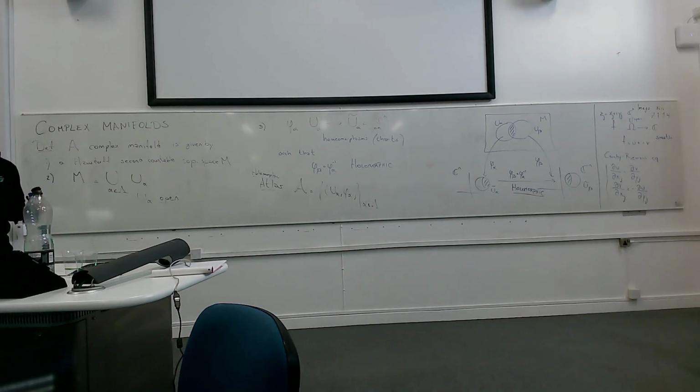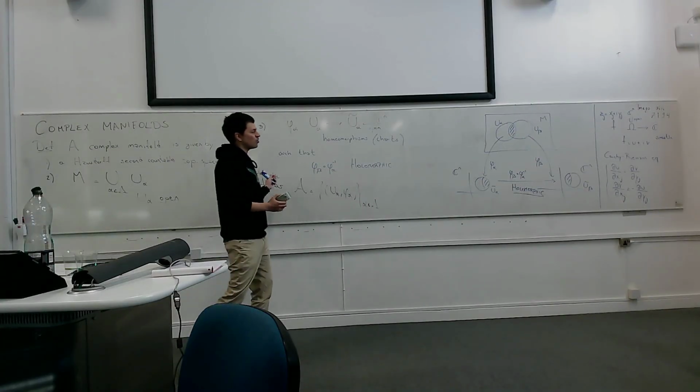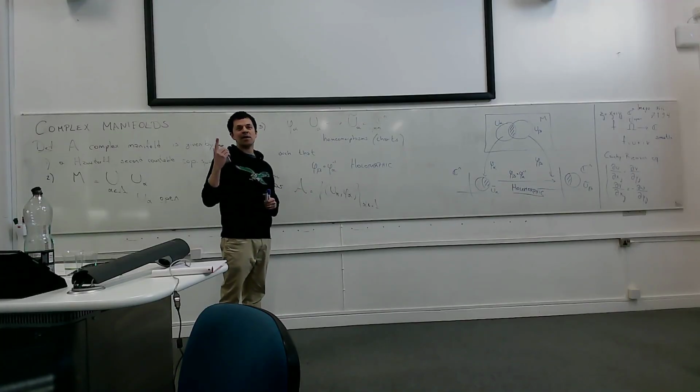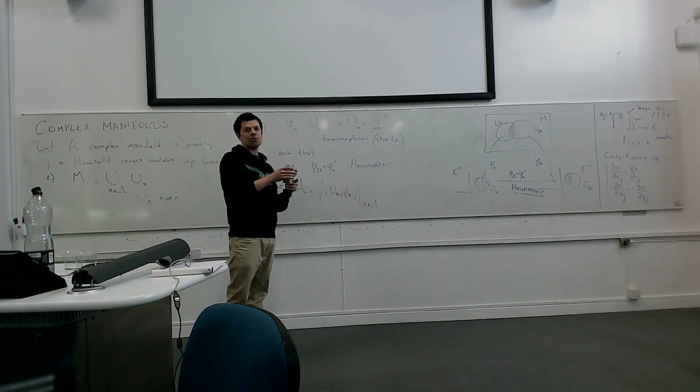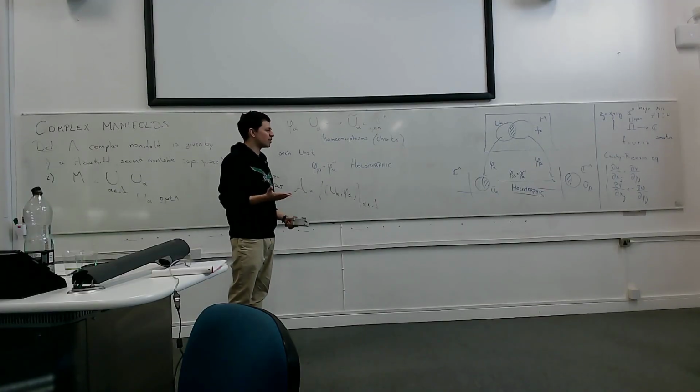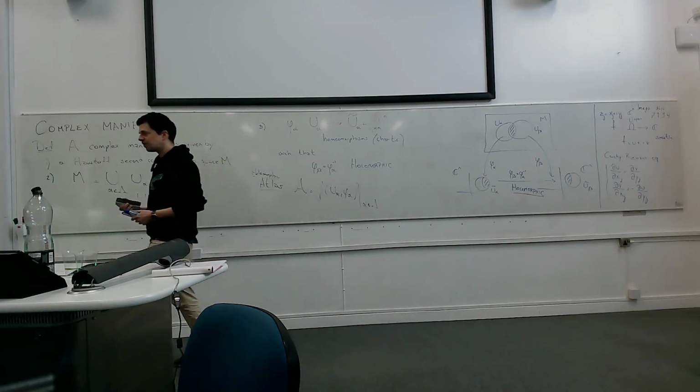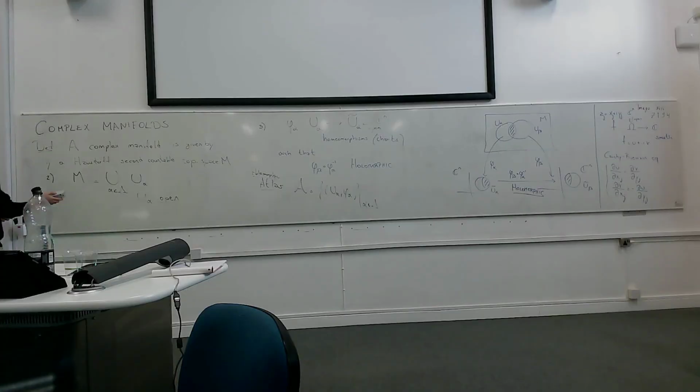So example 0, I will say just with words because it's kind of trivial. Just take an open subset of C^n, and you can construct an atlas with only one chart, which is the inclusion of the open set in C^n. And that's a complex manifold. So that's sort of the important but trivial example. So now let's do a non-trivial example.